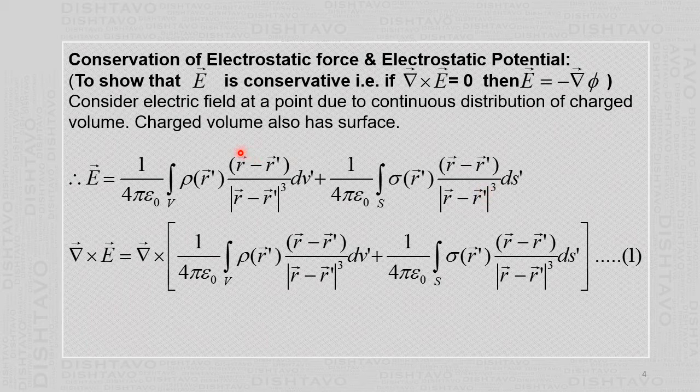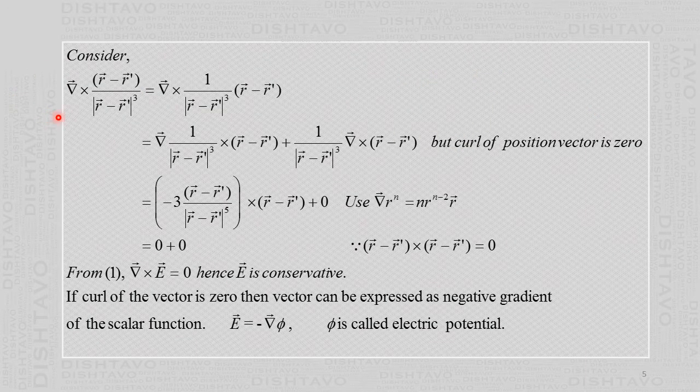And now let us find the curl of this E, del cross E. You take it on the left hand side, also take it on the right hand side. We will evaluate this and show that it is equal to 0. And once we show that it is equal to 0, then you will be able to write E as equal to minus grad of phi, and then that phi will be called the electrostatic potential. Now let us evaluate it.